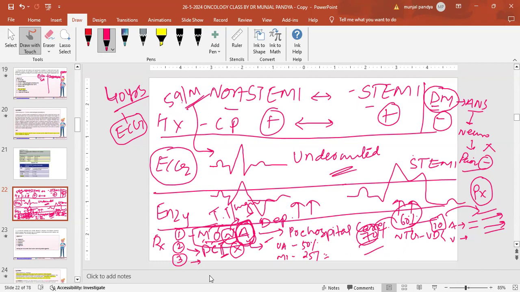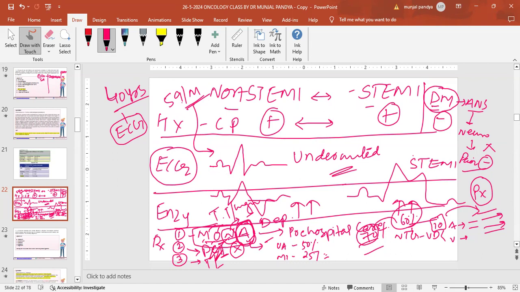This is an exam question. A male presented with acute MI, Mona is loaded. Now what is the best treatment option? The best treatment option is PCI, but PCI is not available in your hospital. What do you do next? That's the MCQ question. Thrombolytic. Thrombolysis. Right, thrombolysis.